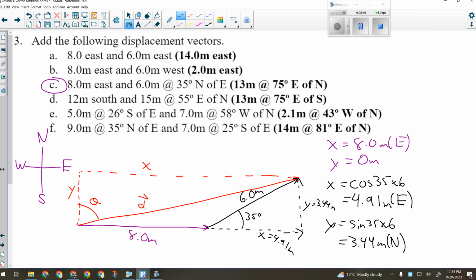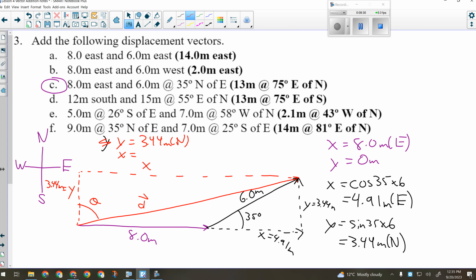All right, so that means that red y is simply equal to 3.44 meters north, because that's the only time I went north in the entire question. All right, and then how would I get red x? Okay, I mean, in the 8, we went east only, and then in the 6-meter vector, we went 4.91 meters east as well. So I would add those two together, and that would give me red x.